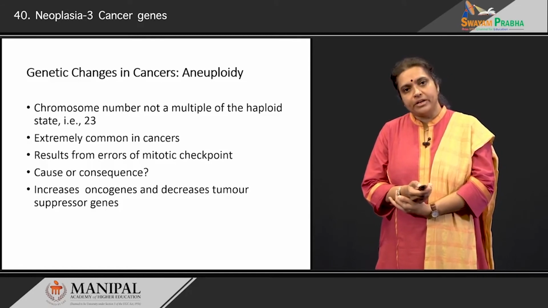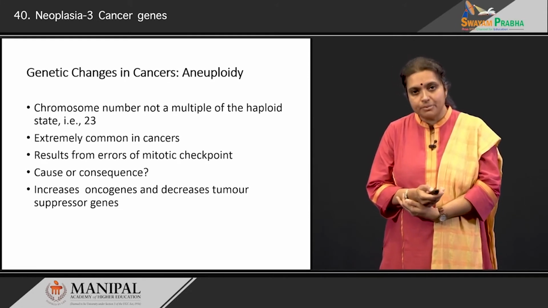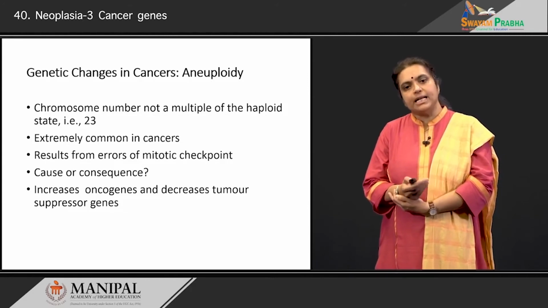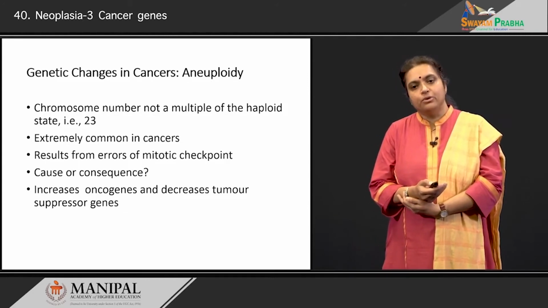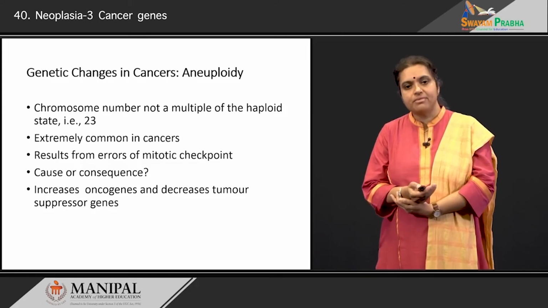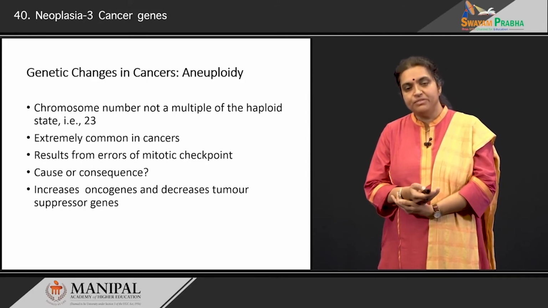Now, what does aneuploidy cause? Aneuploidy usually increases those chromosomes where the oncogenes are present, so you have more copy numbers of those oncogenes, and decreases those regions where there are tumor suppressor genes, so there are fewer copy numbers of the tumor suppressor genes. So, either way it is beneficial for the cell to become malignant.